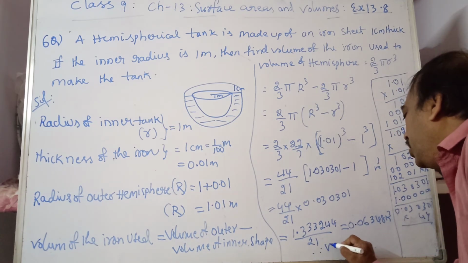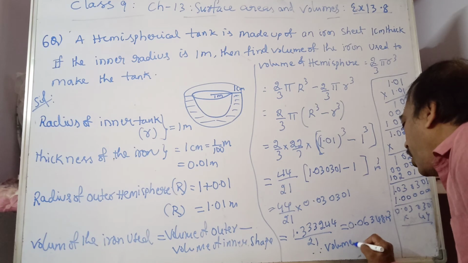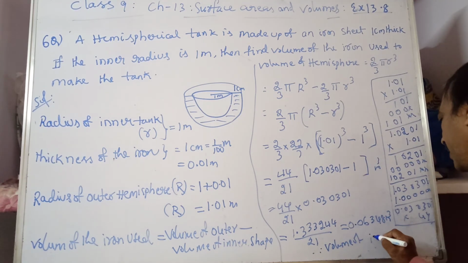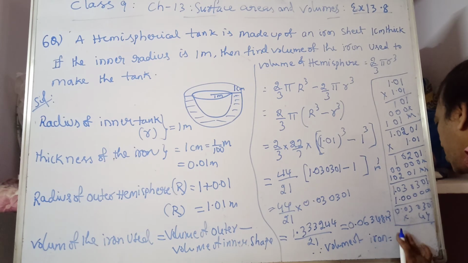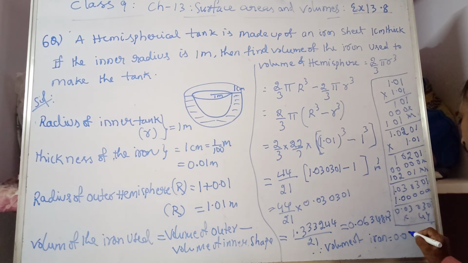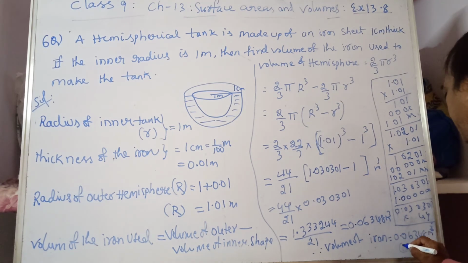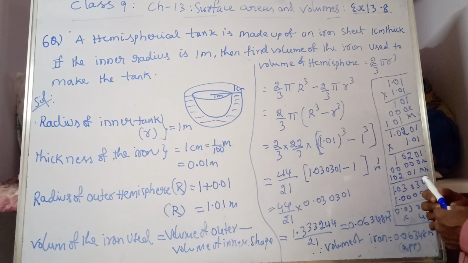Therefore, volume of iron is equal to 0.06348 meter cube approximately, okay, approximately it is. So it is approximately this much.